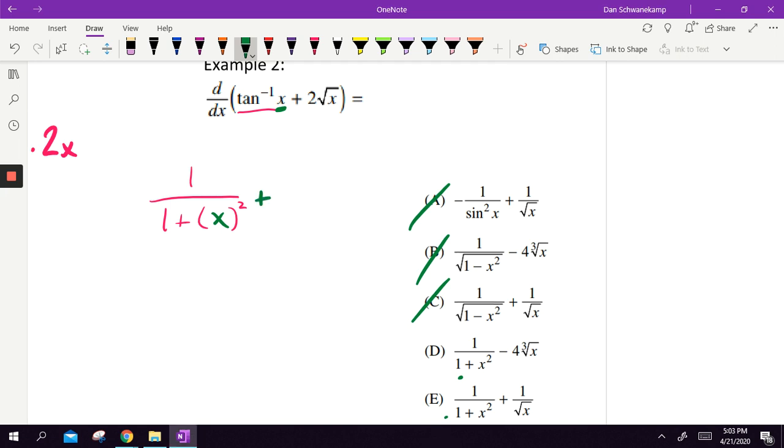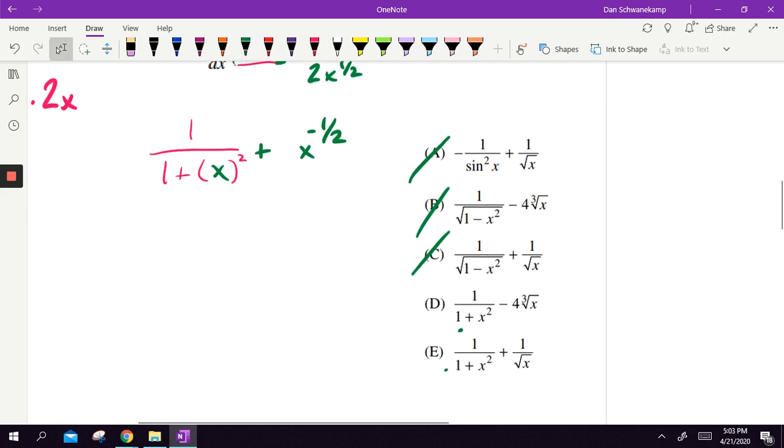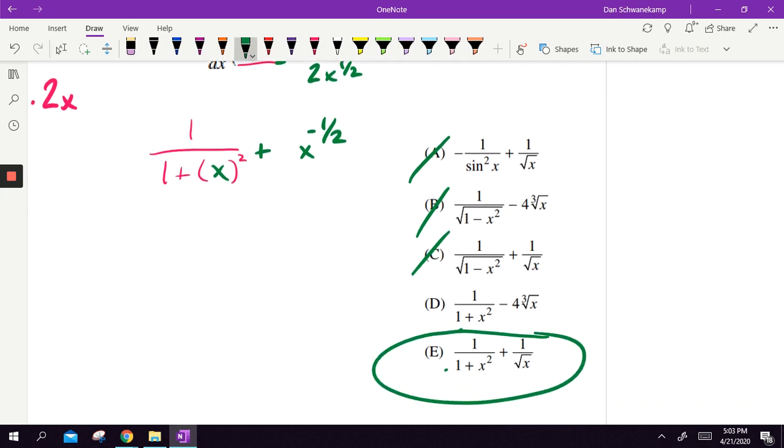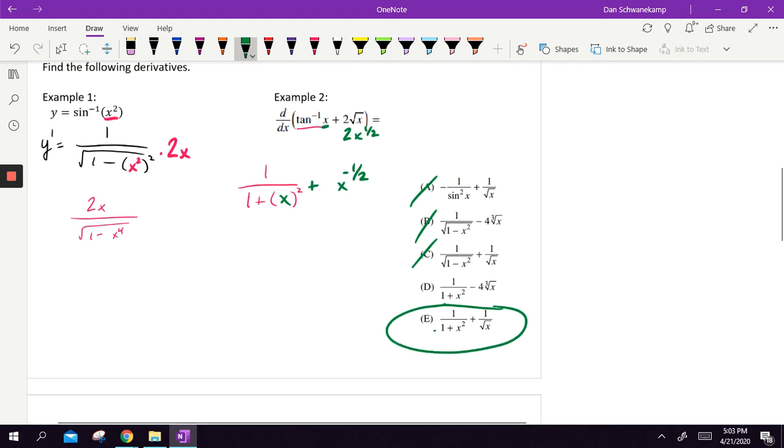Plus the derivative of the square root of x, so that's x to the 1/2 power. Multiply by a half, so that'd be 1/2. And then I would subtract 1 from the exponent. So if I subtract 1, it'd be negative 1/2. X to the negative 1/2. That's the same thing as 1 over the square root of x. That's E. Easy. Easy peasy.